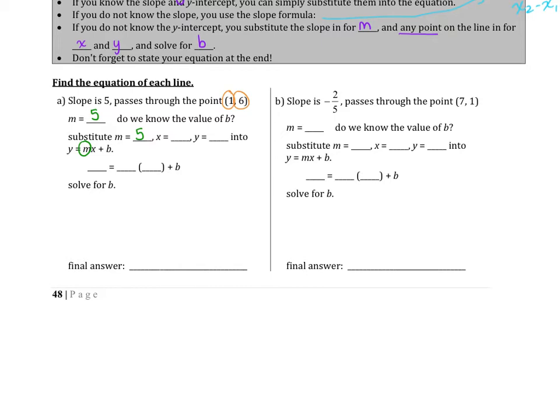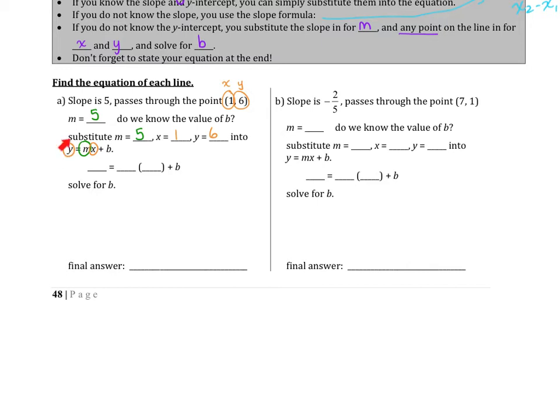So if you don't know what the y-intercept is, you have to be given another point. This will get substituted in for the x, because remember the first coordinate is the x, and this will get substituted in for the y because the second coordinate is the y. So 1 gets substituted in for the x, and 6 gets substituted in for the y.